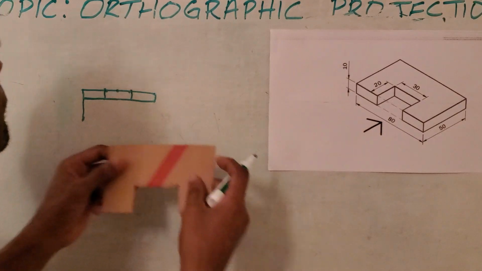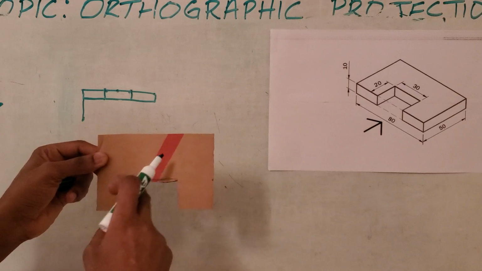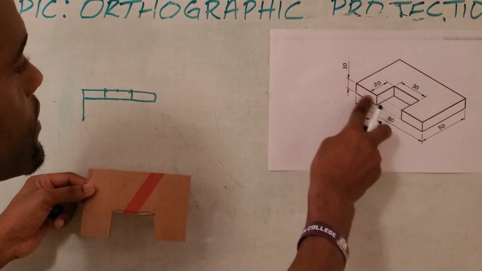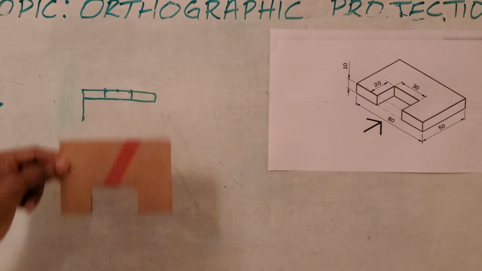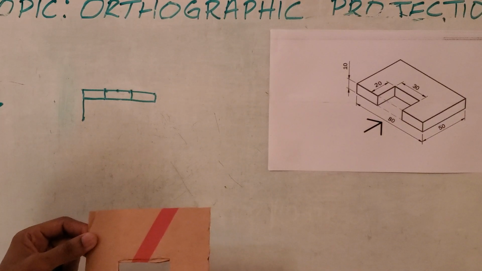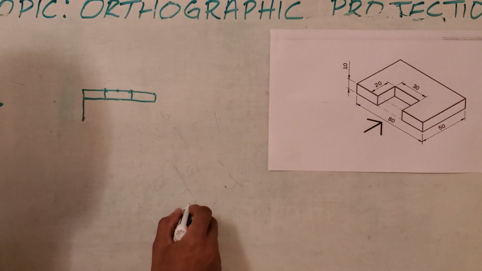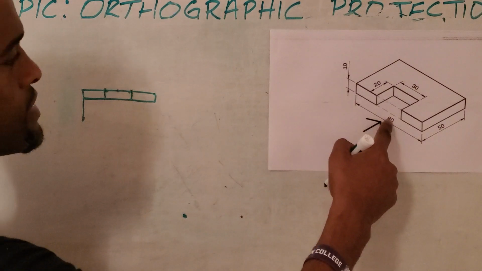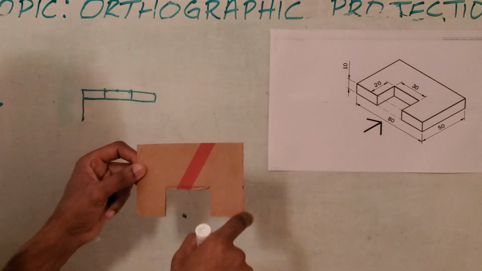So the front is done. It's now time to establish our plan. The plan is what we see when we look from above. So the plan would be someplace here. Now this is a rectangle with a rectangular piece removed. So I will draw a rectangle at some convenient point here. Rectangle, left click to start, then enter 80 comma 50, 80 by 50.